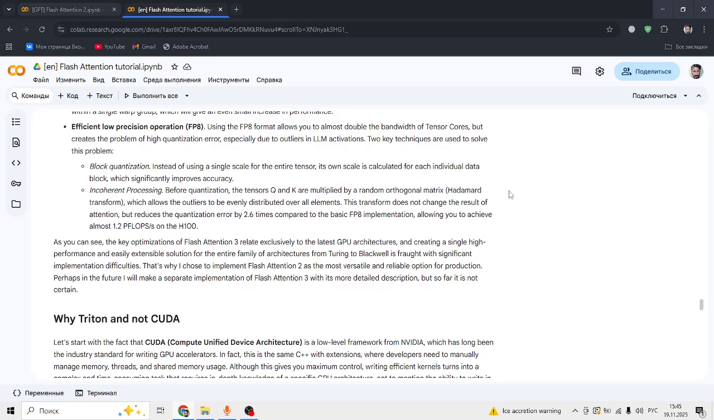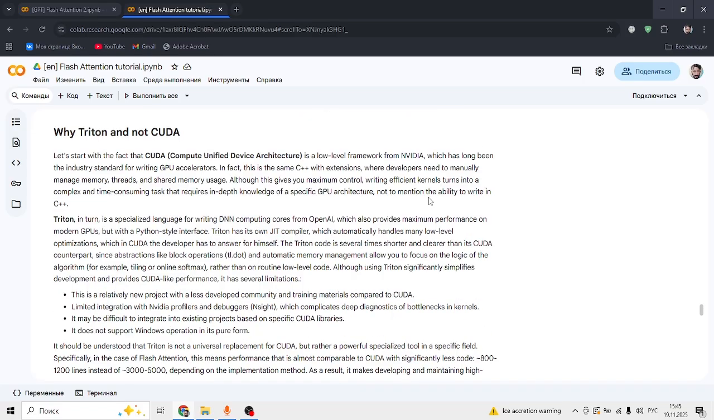It was described in the paper with modern GPUs. I mean that if you compare FlashAttention 2 on Hopper or Blackwell GPUs, you will get much better results if we compare this with vanilla attention. Okay, the next thing, why we use Triton and not CUDA.